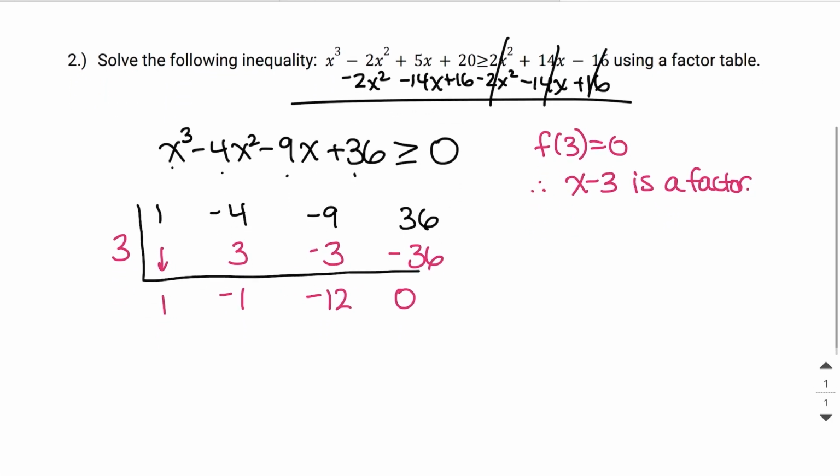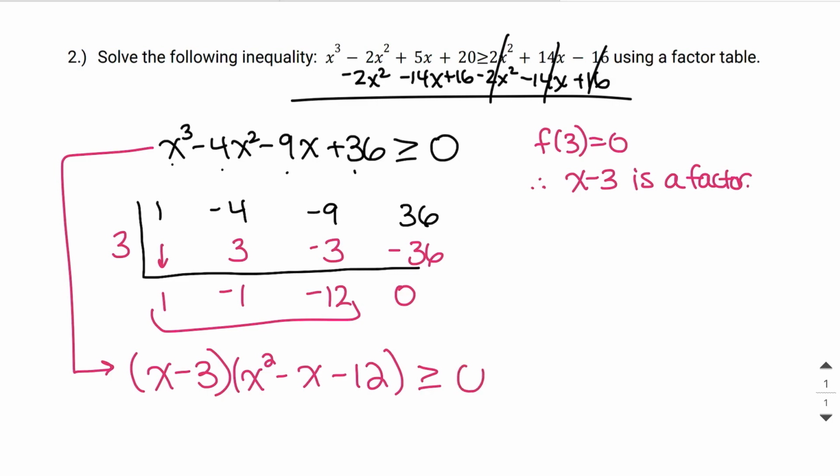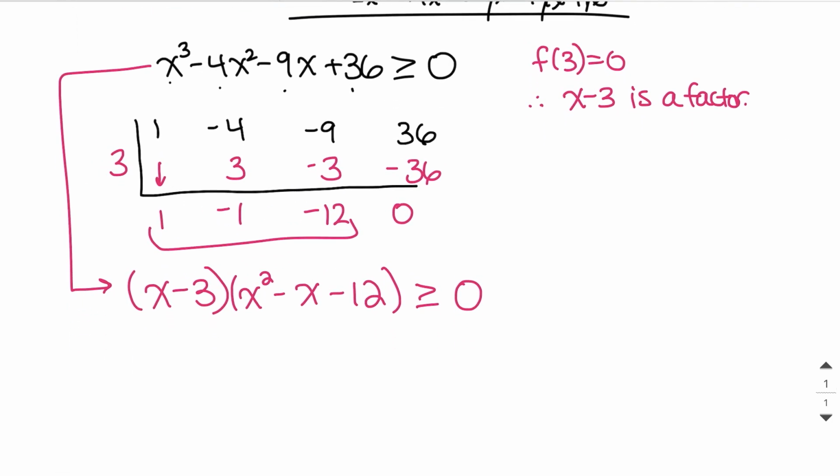I get 0. So now we can say that this right here is going to be x minus 3 times x squared minus x minus 12, and that will be greater than or equal to 0. Well, I can factor this a little bit further. So when I factor this expression right here, I would end up getting x minus 4 times x plus 3. Okay, I'll copy down this greater than or equal to 0. And I will also copy down our original factor of x minus 3.